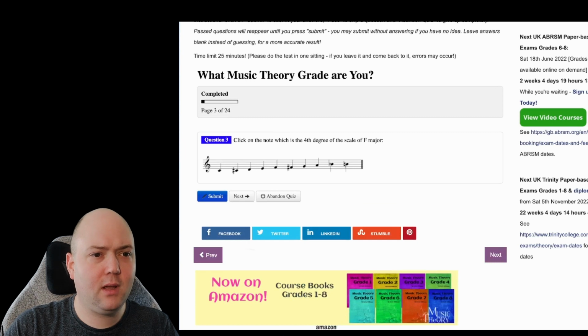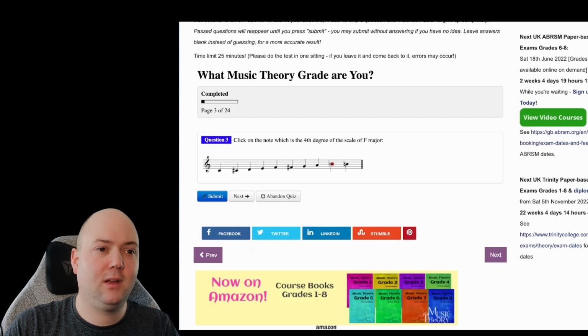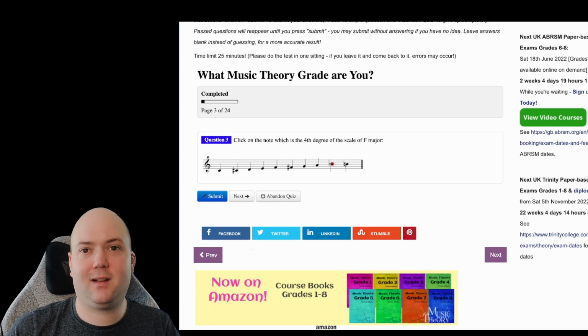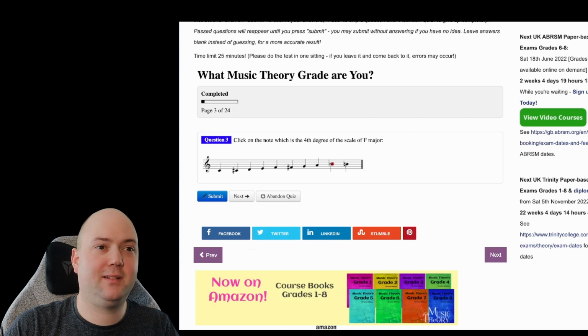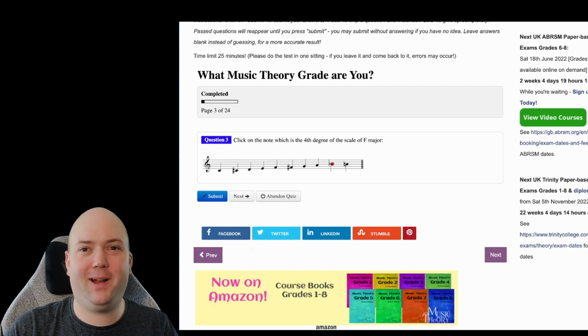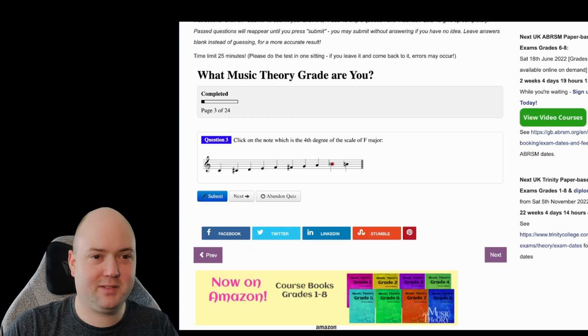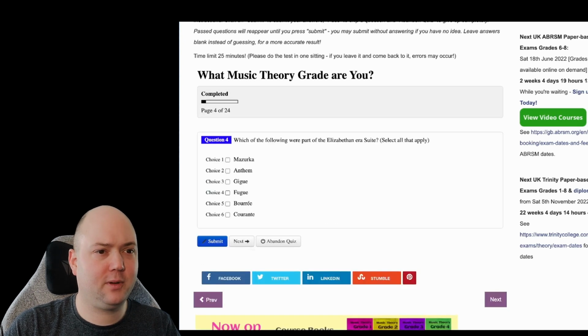Question 3, click on the note which is the 4th degree of the scale F. So the 4th note of F is B flat. So we're looking for the B flat here. So C sharp would be a sharp 5, B natural would be an augmented 4th. I said sharp 5 for the C sharp, but that's augmented 5th as well if you want to go with that. Augmented unison or your augmented do or whatever for the F sharp. Everything else is within the key. Yep. So we're good on that one.